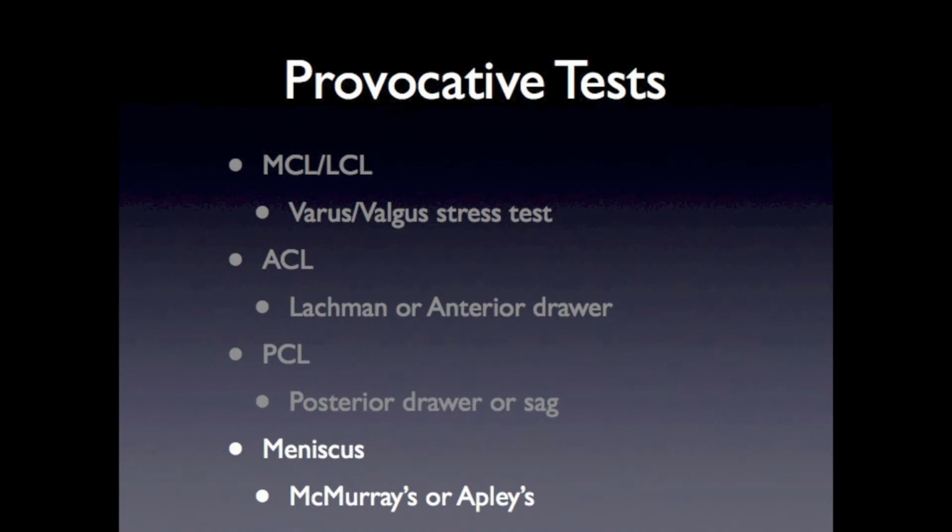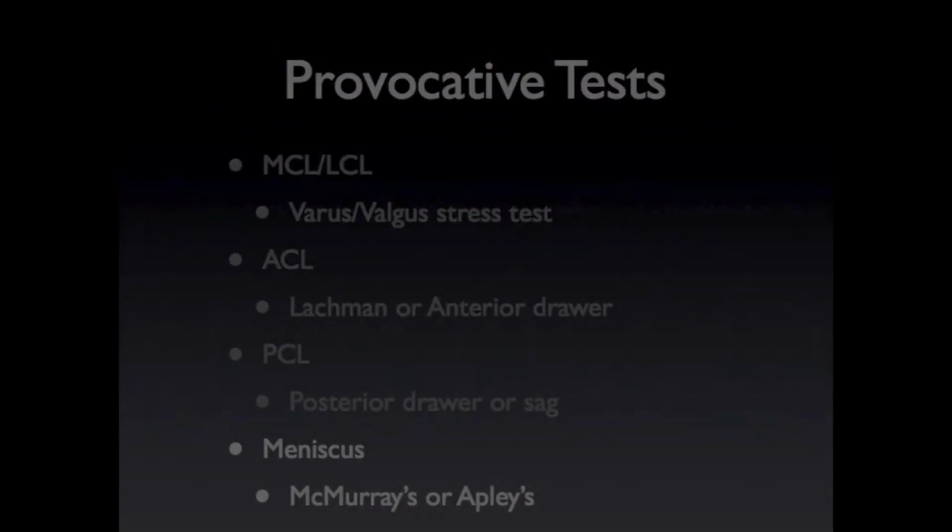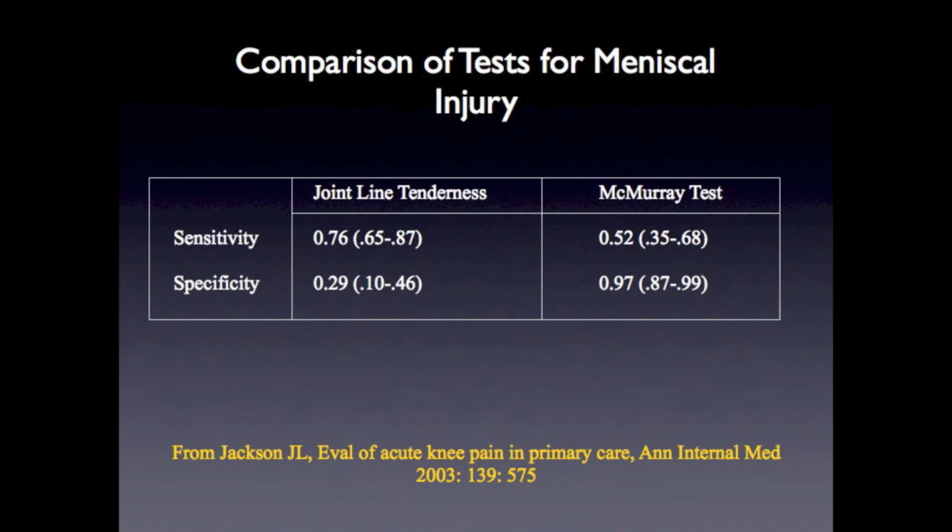After completing the ligament tests, we move on to the meniscal tests. Besides joint line tenderness, there are two tests that can assess for meniscal tears, McMurray's and Apley's. As you can see, McMurray's test is not very sensitive, but it carries a very high specificity, indicating that when the test is done correctly and is positive, the patient likely has a meniscal tear.